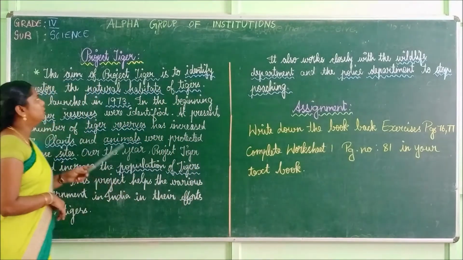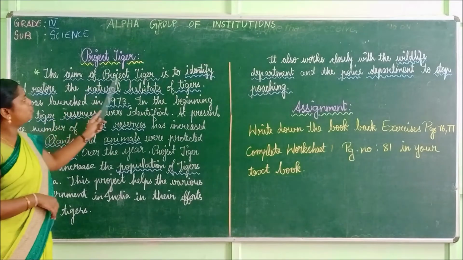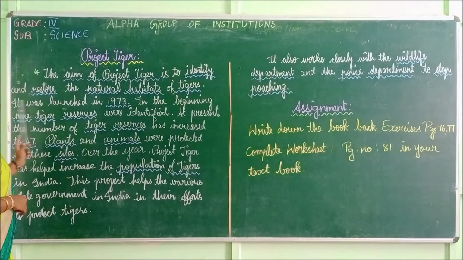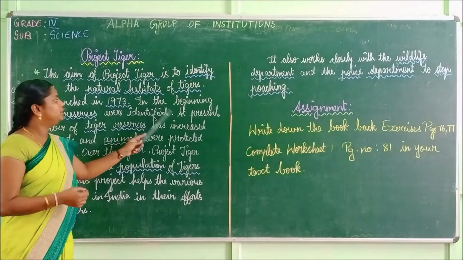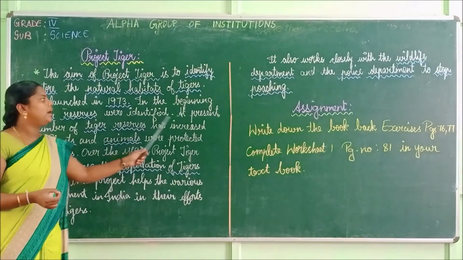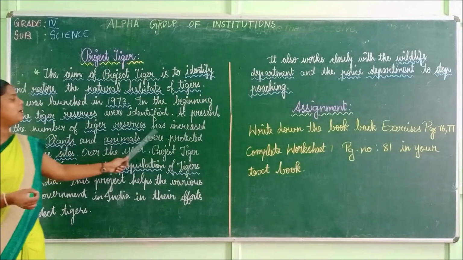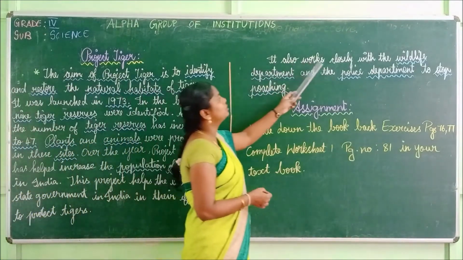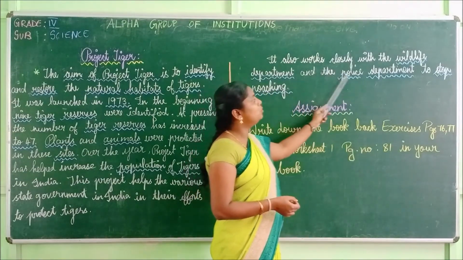So clear, children? So here Project Tiger. The aim of Project Tiger is to identify and restore the natural habitats of tiger. It was launched in 1973. In the beginning, 9 tiger reserves were identified. At present, the number of tiger reserves has increased to 47. Plants and animals were protected in these sites. Over the year, Project Tiger has helped increase the population of tigers in India. This project helps the various state governments in India in their effort to protect tigers. It also works closely with the wildlife department and the police department to stop poaching.